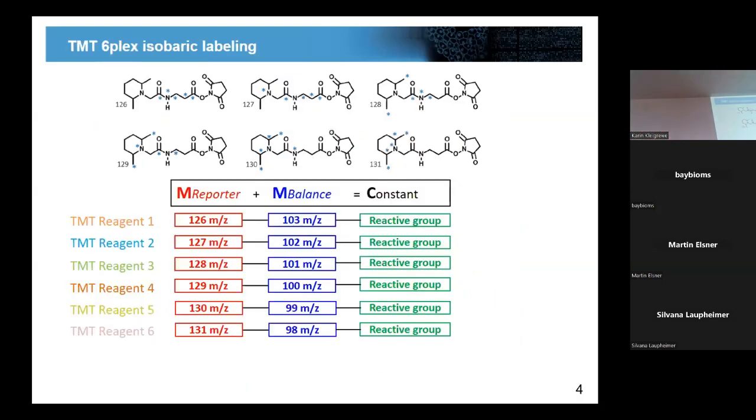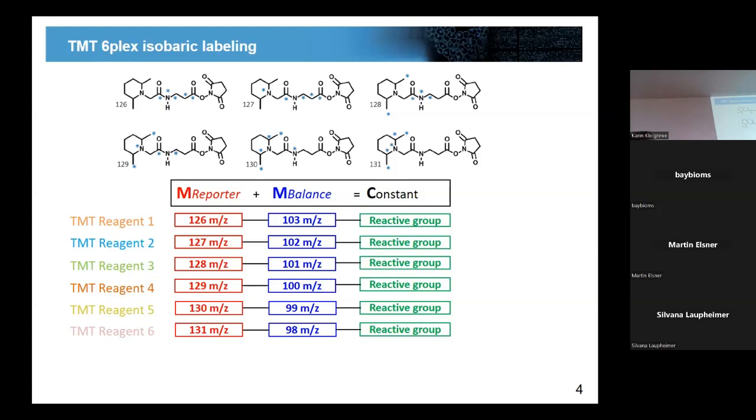This is an example for a 6-plex TMT experiment, which means you will work with 6 different reagents, and each of these reagents now has different heavy atoms in its structure, and the heavy atoms are always indicated with such an asterisk. And what you can see is that in reagent number 1, in the reporter ion region here, there is not a single heavy atom. So the mass of this reporter area is 126. And there are a lot of heavy atoms in the balancer region, so the mass is 103.